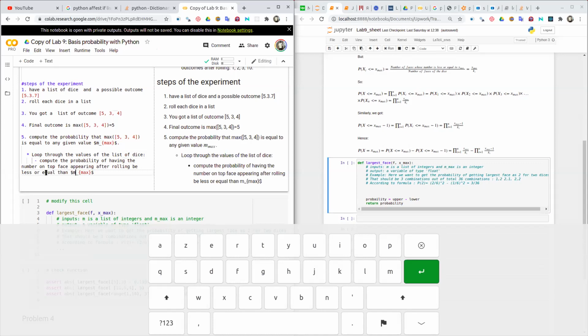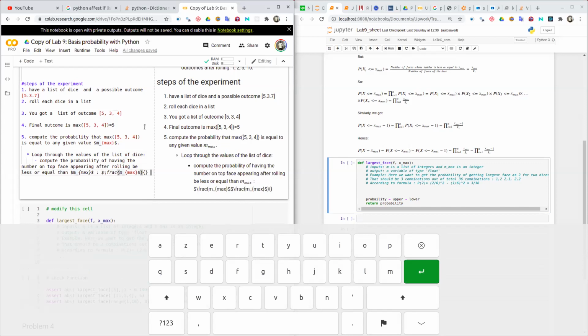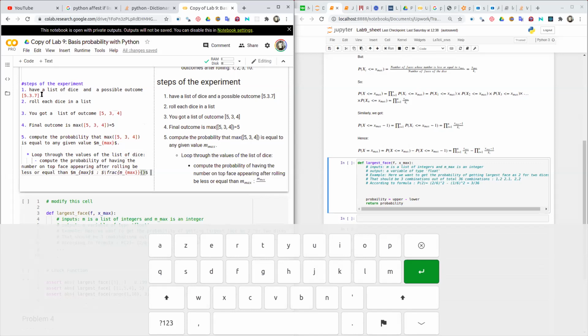Okay. After computing this probability, it is M max divided by the first element of that list. See what represents the Ki here.